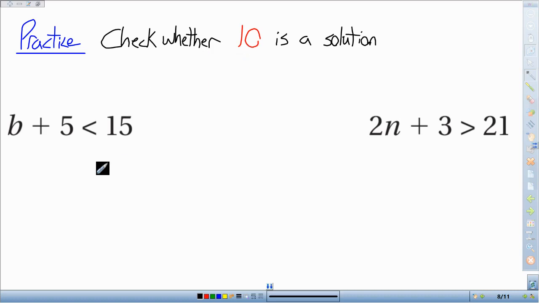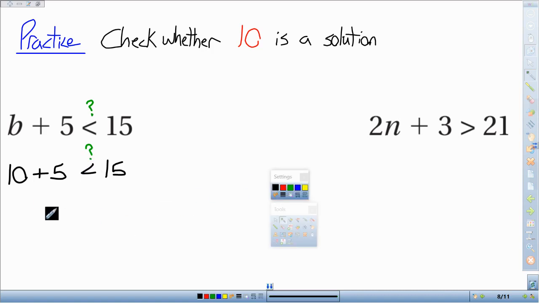So let's try it on the first one. Plugging in 10 for our variable, we're getting 10 plus 5. Okay, we got this symbol here and 15, which by the way, I forgot the question marks on this one, but let's still put question marks because we're still wondering, is it a solution? Does it actually work? Does it make sense? Okay, easy math. Looks like we're getting 15. We have this symbol and 15.